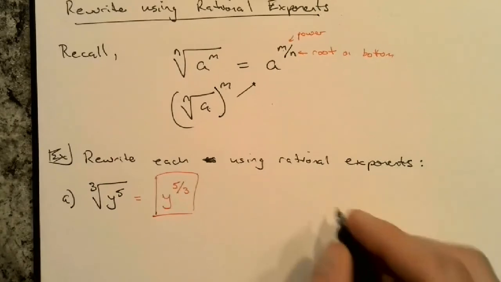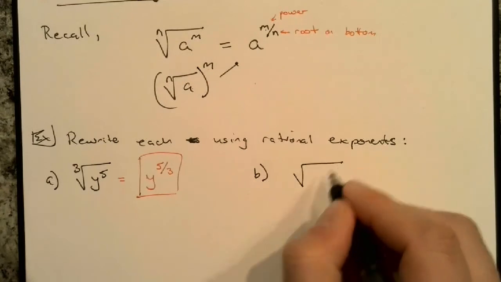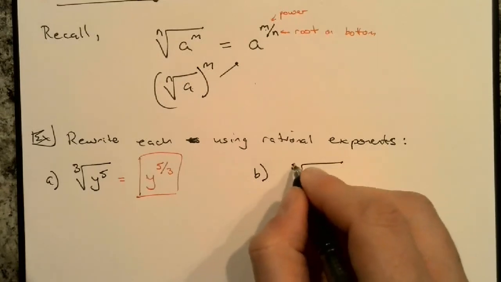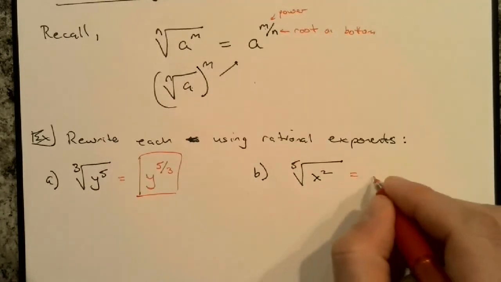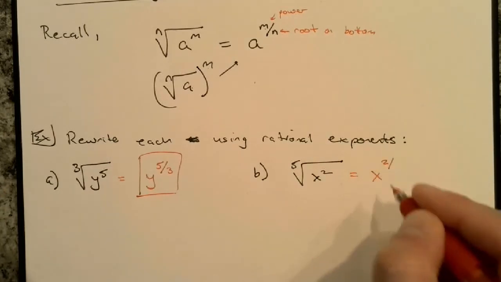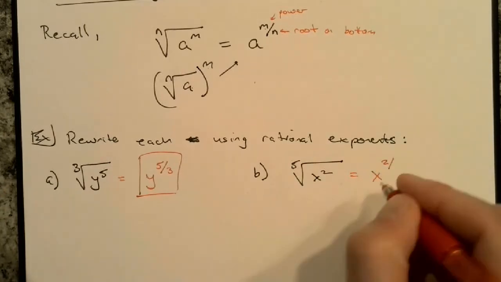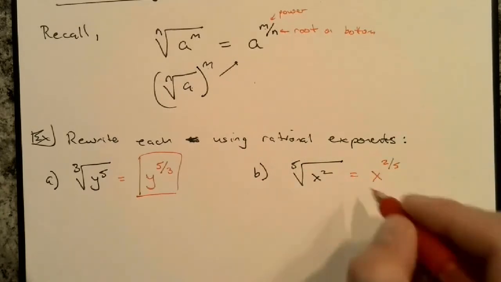If I wrote, let's say, the fifth root of x squared, well, you ask yourself, what's the base? The base is x. What's the power on it? Well, it's the second power over what's the root? The root is 5, the index of the root. So we have x to the 2/5.